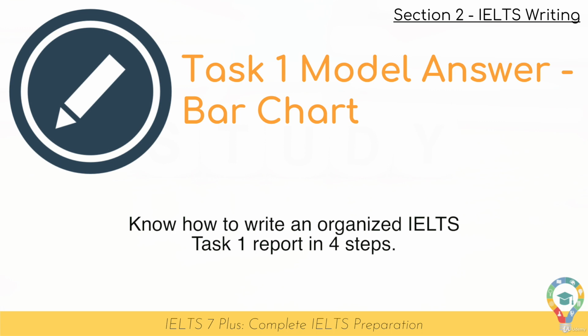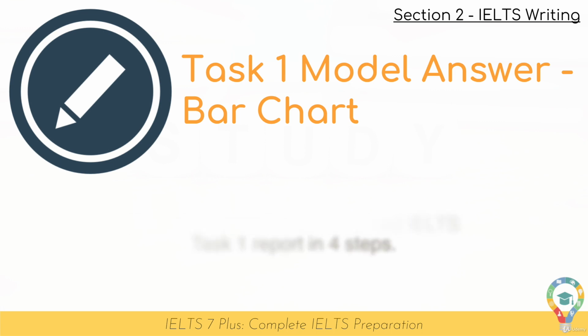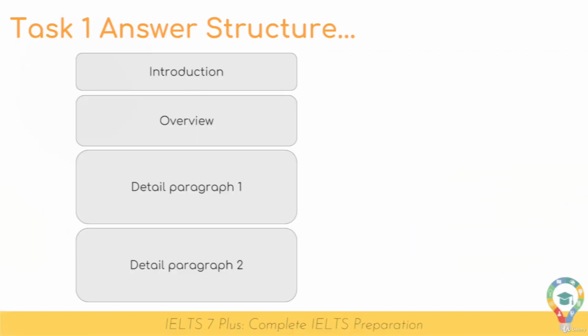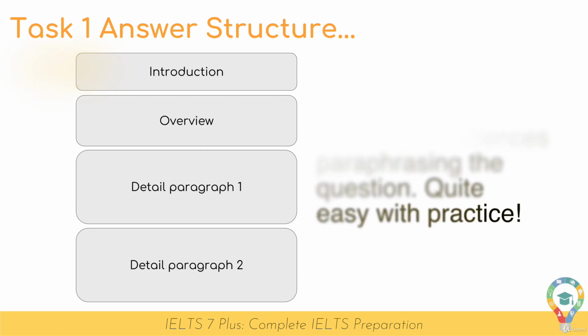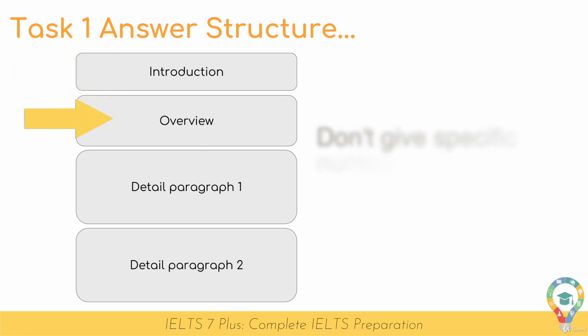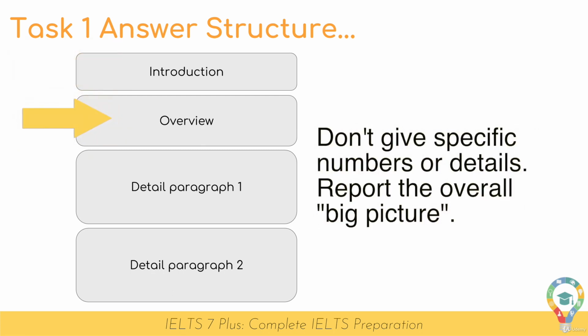First up, let's review the structure for answering a Task 1 question. The key reasons we use this four-step structure is so that you can score highly in task achievement, which makes up 25% of the band descriptors. Your first paragraph is the introduction, which really is made of no more than 2 sentences and introduces your report to the examiner. Next is your overview, which you must include to score a band 6 or higher.